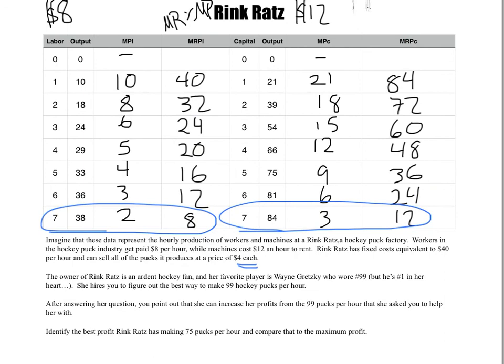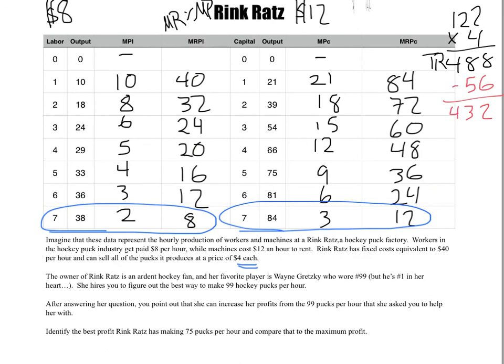Let's quickly do that. So if we have 122 hockey pucks being produced, and each of those hockey pucks are being sold for $4 a piece, 122 times 4 is equal to 488. So that's our total revenue. From that, we want to subtract our variable costs and our fixed costs. So our labor costs are going to be, we've got 7 workers times $8 per hour. So that's going to be a cost of 56. And if we subtract those out, that's going to leave us with $432.